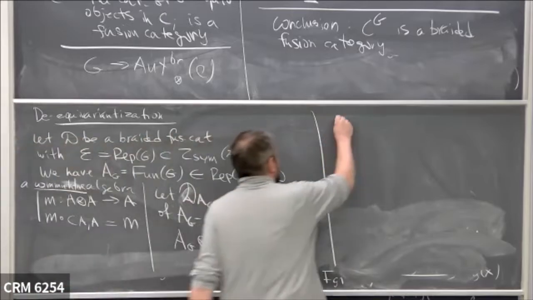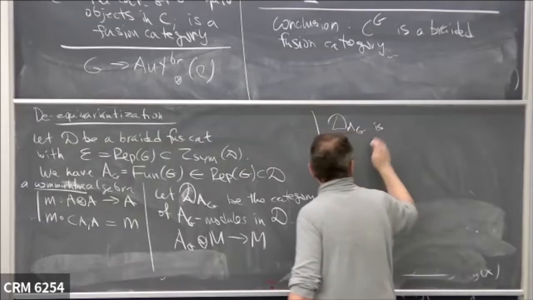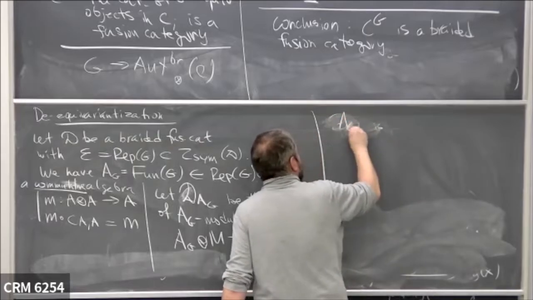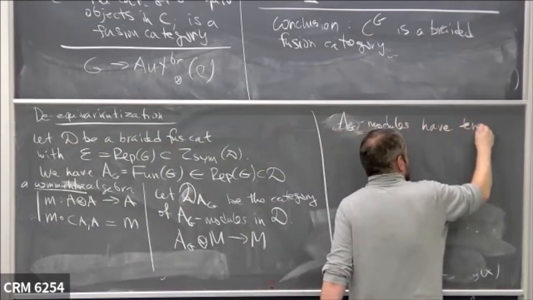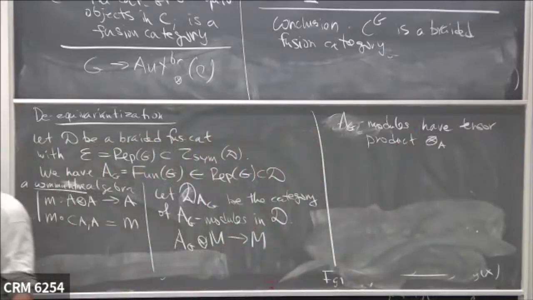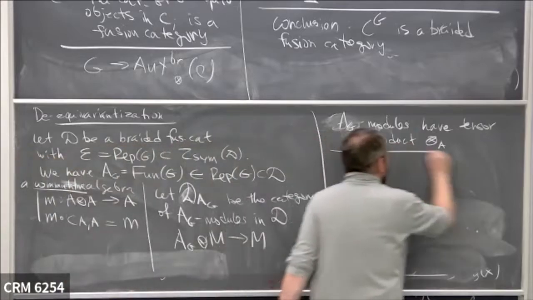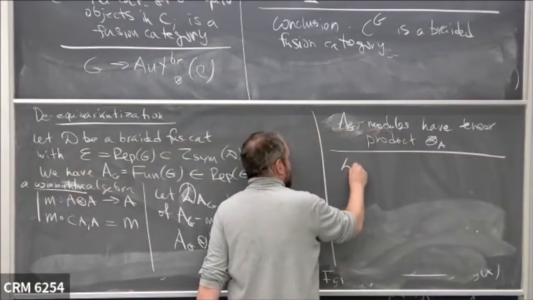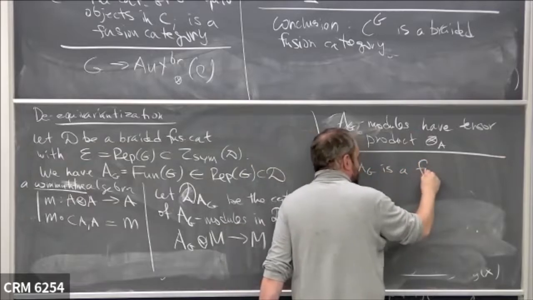So this D sub AG is in fact, the AG modules have tensor product over A. Again, you define tensor product over A as you usually do by universal property. It's going to be a certain equalizer. So if you know how to do this in graduate algebra, you know how to do it here. And so as a result, we conclude that this category is a tensor category, in fact, a fusion category.